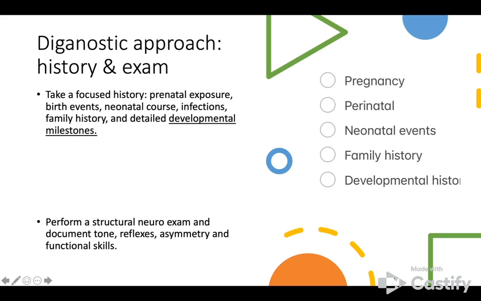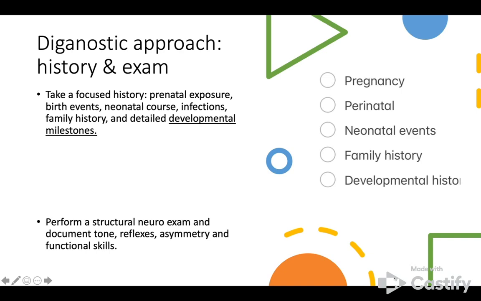What do you do? You first take a focused history. Prenatal exposure is very important. You have to ask the mother about any radiation, infection, or bleeding events that happened throughout the pregnancy, and birth events: during the birth, what happened, any hypoxia, any bleeding, any trauma that happened to the baby or the mother.